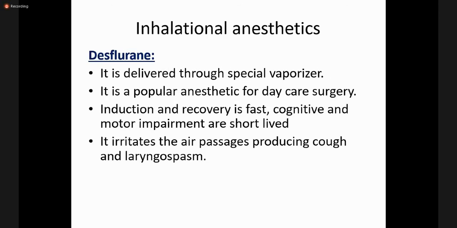Desflurane is delivered through a special vaporizer. It's a popular anesthetic for daycare surgery. With desflurane, induction and recovery are fast. Cognitive and motor impairment are short-lived, right? But it irritates the air passages, producing cough and laryngospasm, right? Otherwise, it's a very important and commonly used inhalational anesthetic agent in daycare surgery.